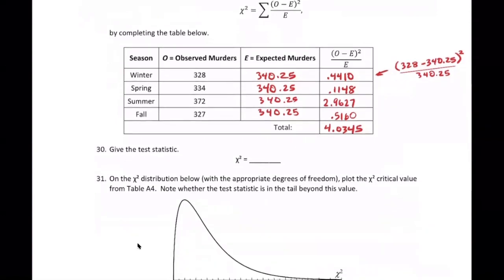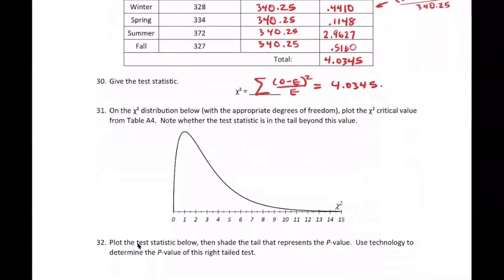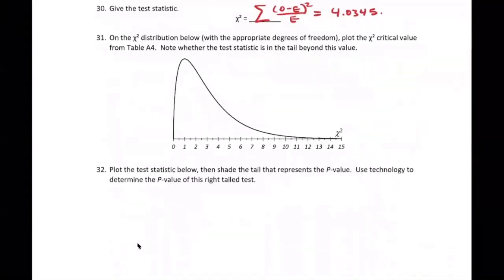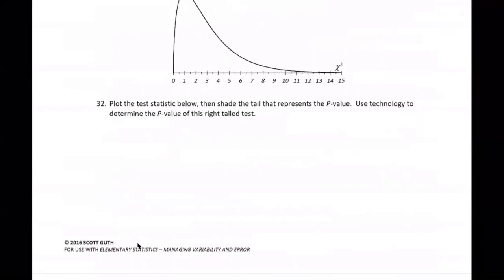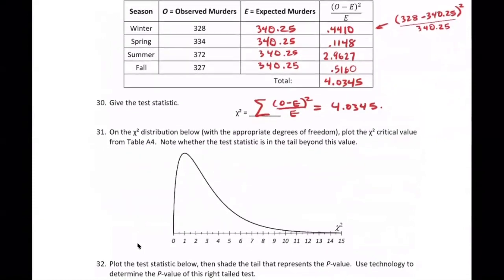So that's a chi-square statistic. It is this sum that we just did. 4.0345. Okay, any questions? Everybody okay?